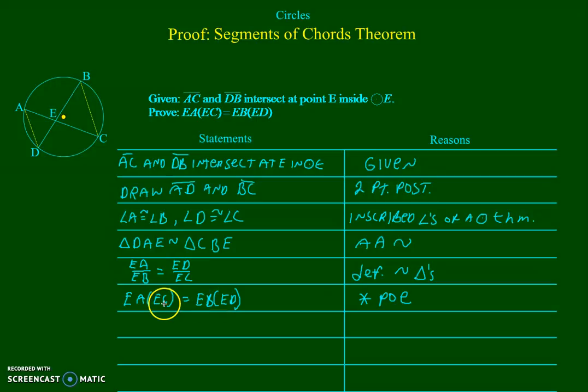And here's our final value. We multiply both sides by EC and both sides by EB, and we did that using the multiplication property of equality. And our proof is complete. Let's go ahead and work an example and see how this is used practically.